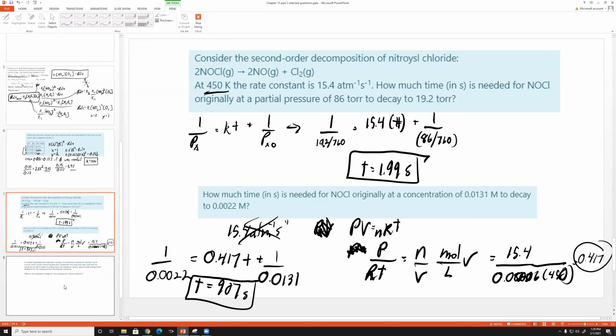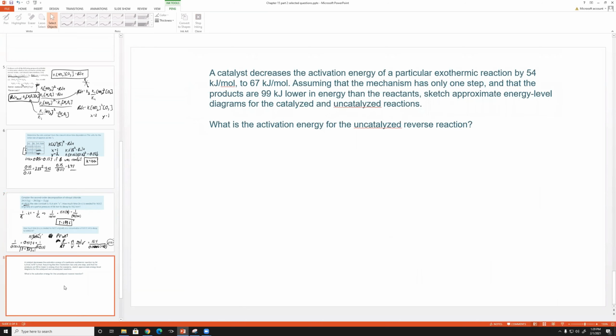But just keep that in mind. Next one has to do with energy. So a catalyst decreases the activation energy of a particular exothermic reaction by 54 kilojoules to 67 kilojoules. And it's exothermic. Keep that in mind. Assuming that the mechanism only has one step, and that the products are 99 kilojoules lower in energy than the reactants, sketch an approximate energy level diagram for the catalyzed and uncatalyzed reaction. Then answer, what is the activation energy of the uncatalyzed reverse reaction?